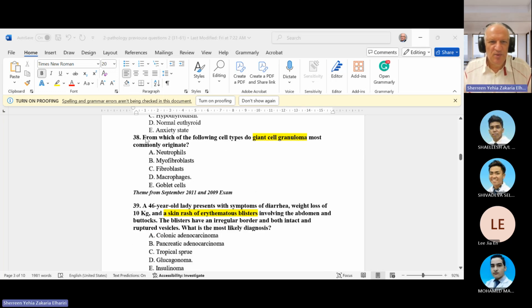Again, a common question: from which of the following cell types does giant cell granuloma commonly originate? Granuloma occurs in tuberculosis, in inflammatory bowel disease, especially Crohn's but not ulcerative colitis, in foreign body granuloma and others. A very common exam question: granuloma is an aggregation of what? Macrophages. Aggregation of macrophages becomes epithelioid cells, and epithelioid cells form a circle. We call it giant cell granuloma.